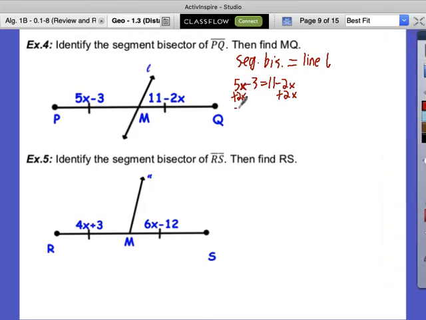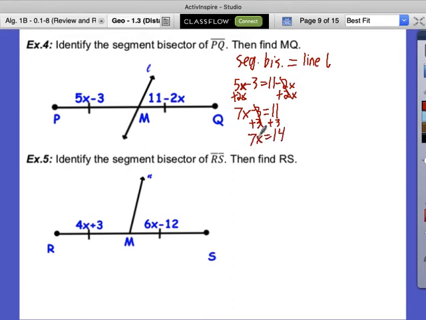5x plus 2x is 7x, minus 3 is equal to 11, and negative 2x plus 2x is 0. I got all my x's together, now I need to get the constant away. I'm going to add 3 to both sides. 7x is now equal to 14.